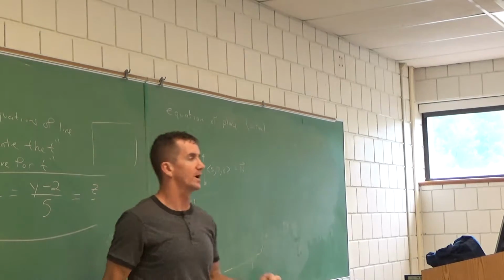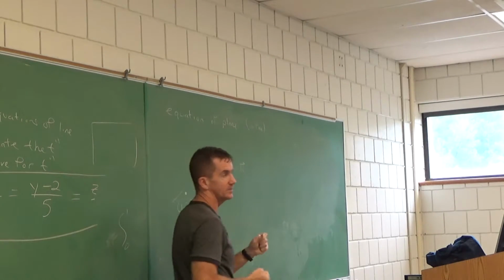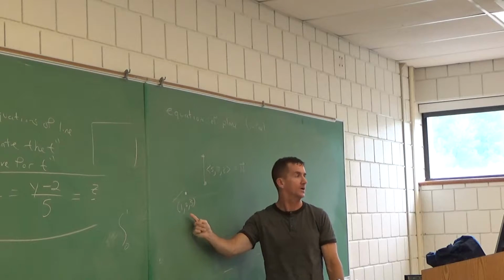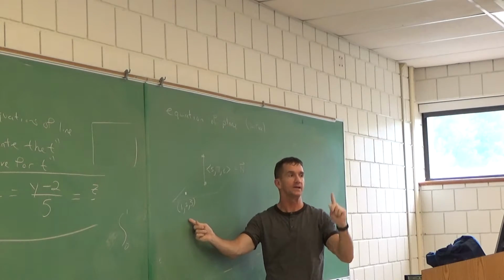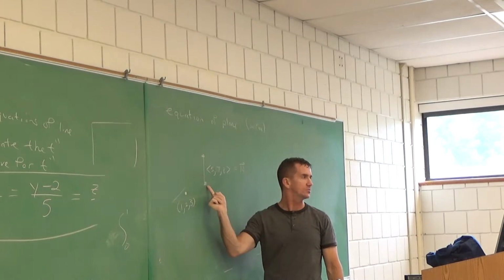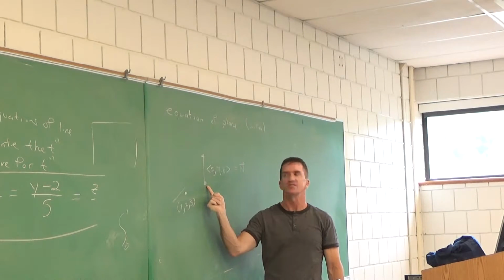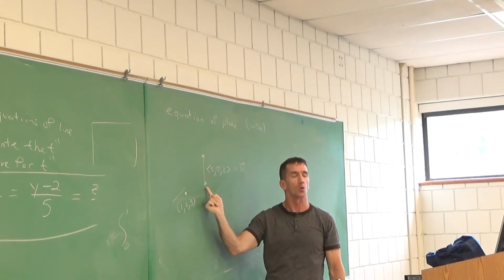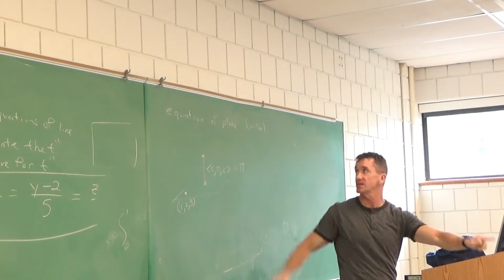So this is critical. We've got to know this. In order to get an equation of a plane, this is what we're going to need. We're going to need at least one point on the plane. But then we also need a vector that is perpendicular or orthogonal or normal to the plane. Then we're going to get the equation of the plane.